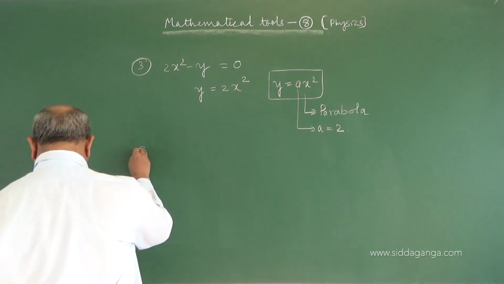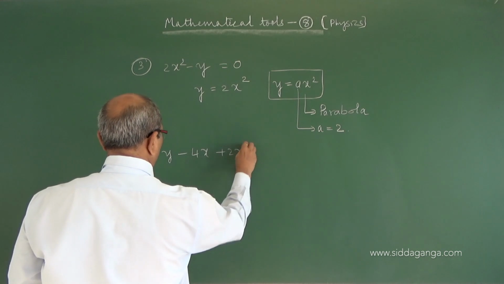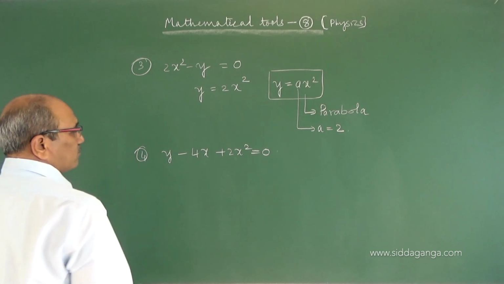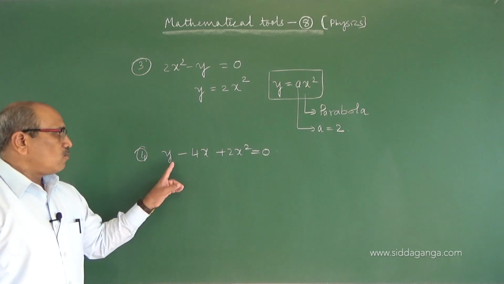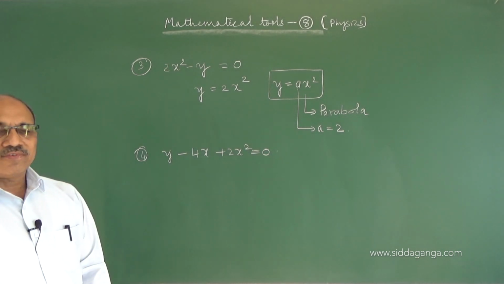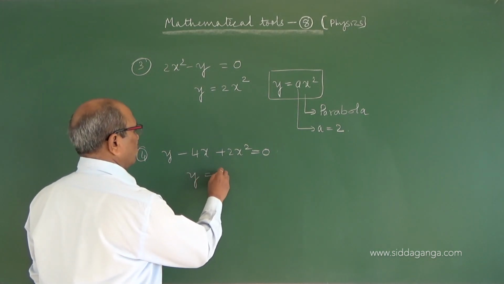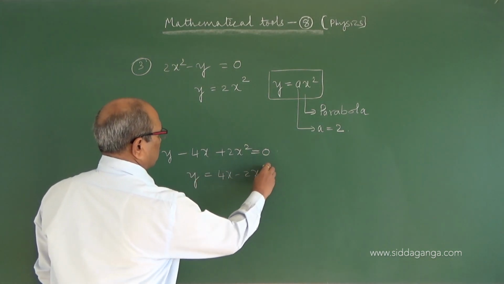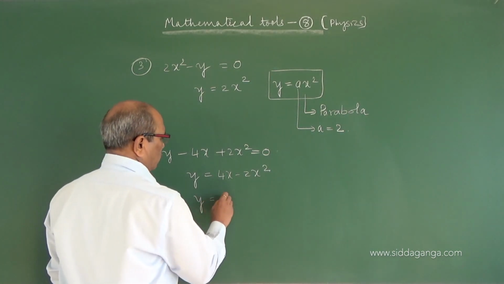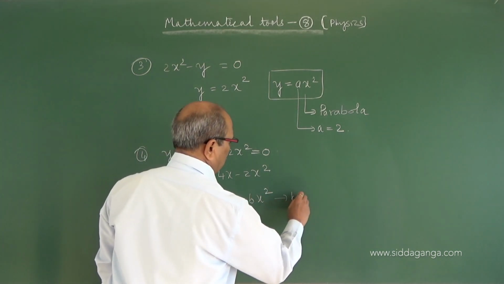Let us take another example, y minus 4x plus 2x square equal to 0. Think and tell me what it is. Which form is it? Or you can write y is equal to 4x minus 2x square. What is it? y is equal to ax minus bx square is a parabola.